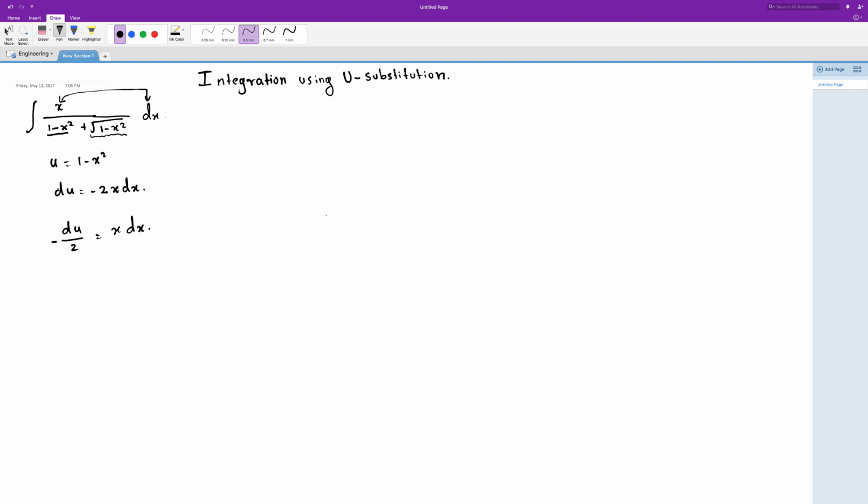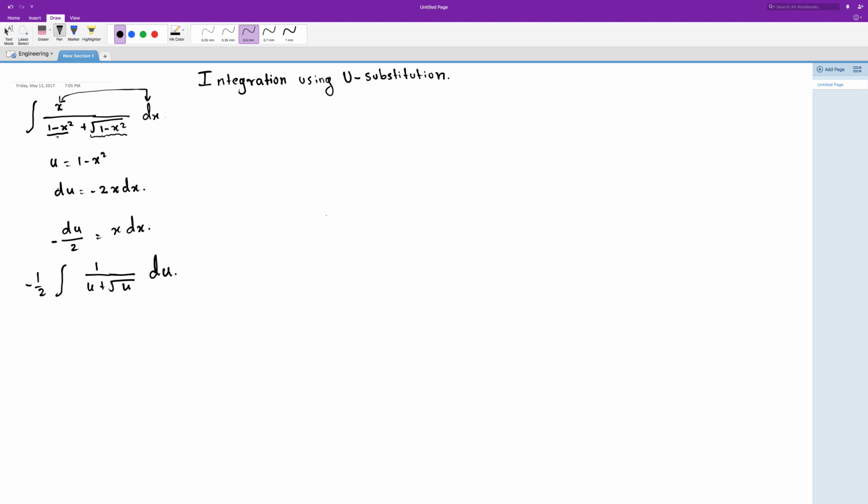Now we can substitute this into the next equation. So we have the new integral, which is minus half. I am bringing this minus 1 over 2 to the front, and then we have 1 over, 1 minus x square is going to be u, and the square root of 1 minus x square is going to be square root of u. And instead of x dx, we plug in minus half du, so we have plugged in the half already, and now we plug du.